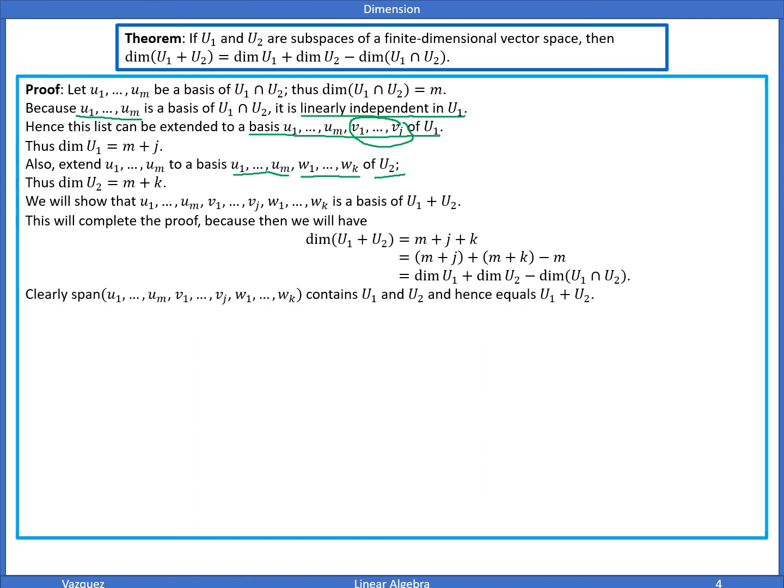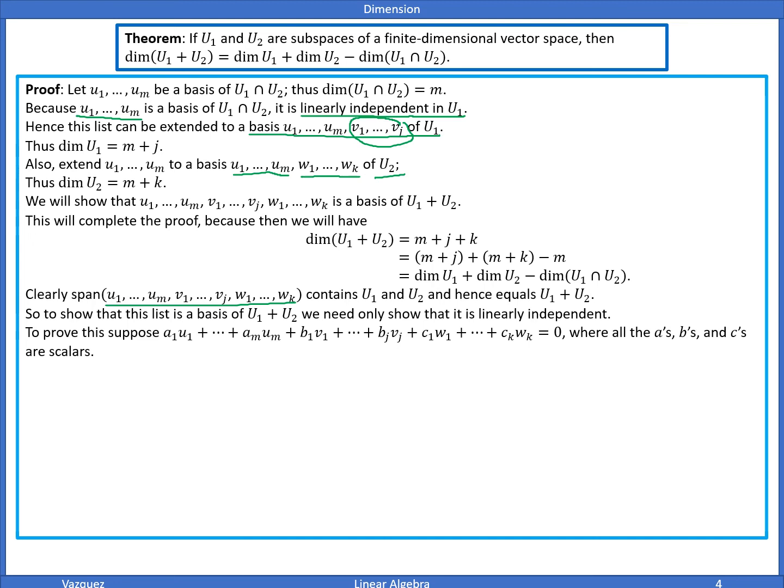So clearly the span of all these vectors of this list here contains U1 and U2, right? So it's equal to U1 plus U2. So to show that this list is a basis of U1 plus U2, we only need to show that it is linearly independent, right? Because these vectors already span U1 plus U2. But if they're linearly independent, well, then they're a basis of U1 plus U2.